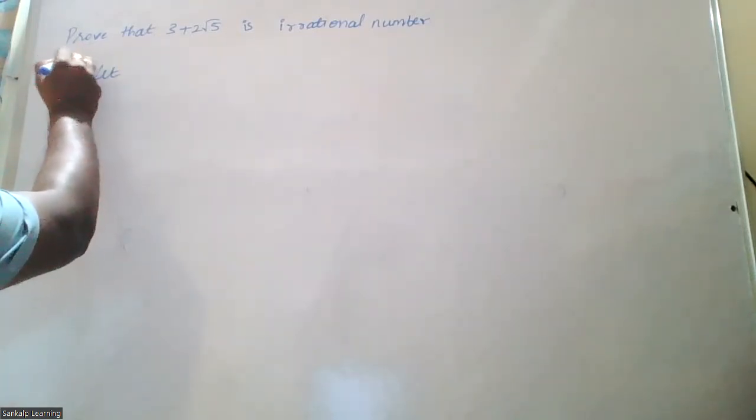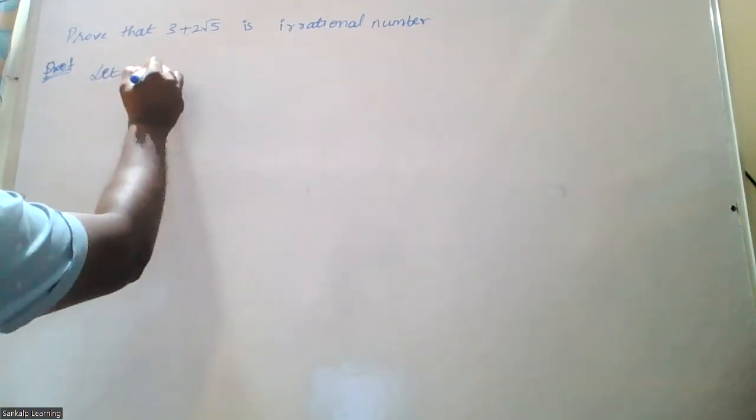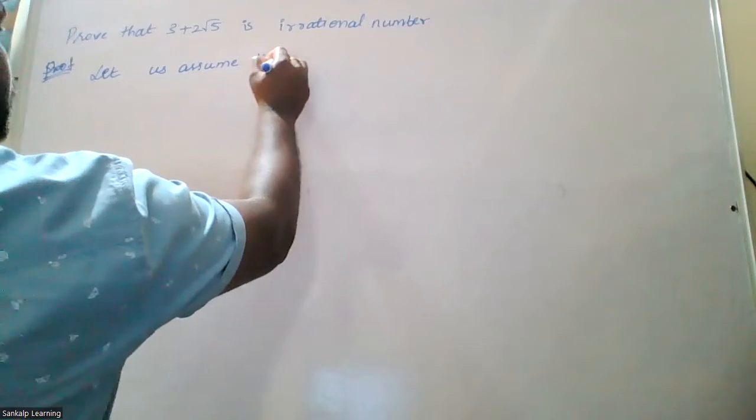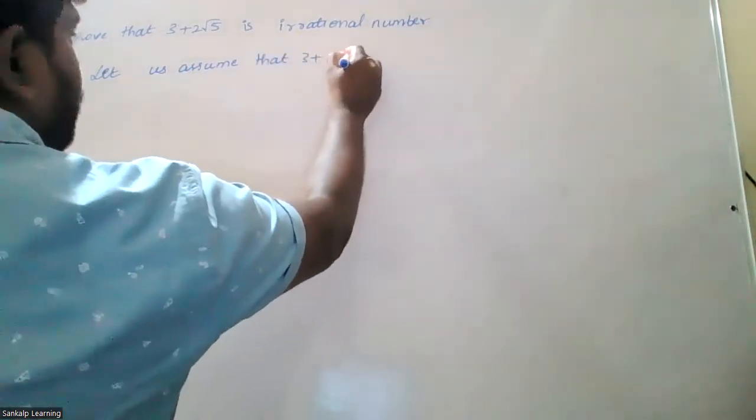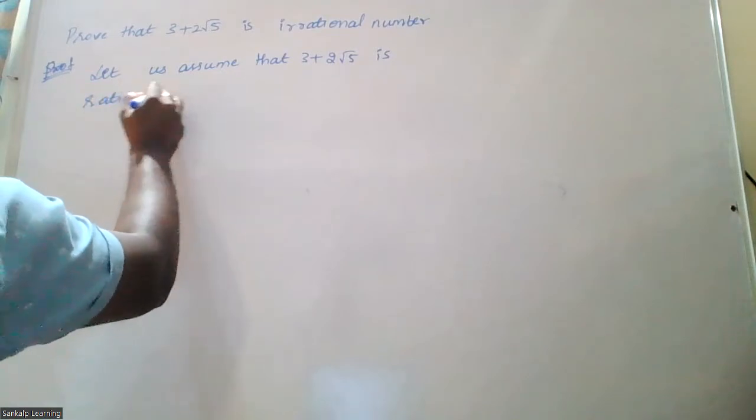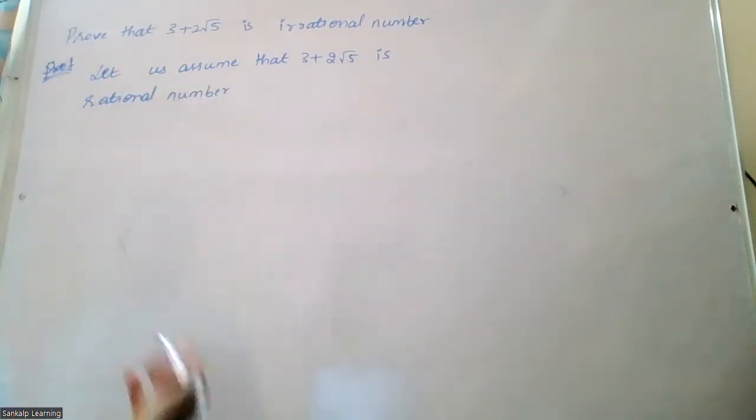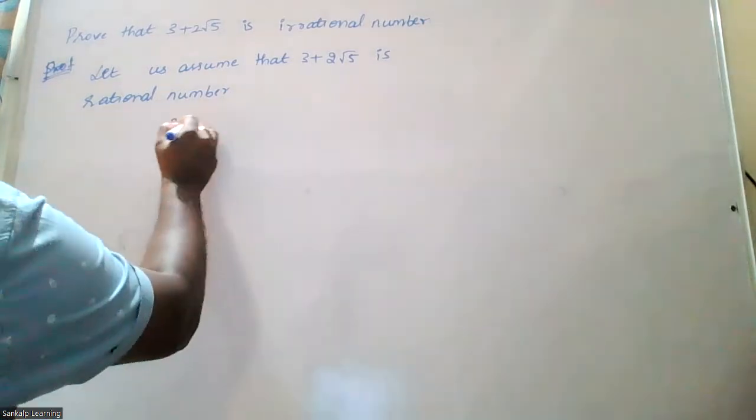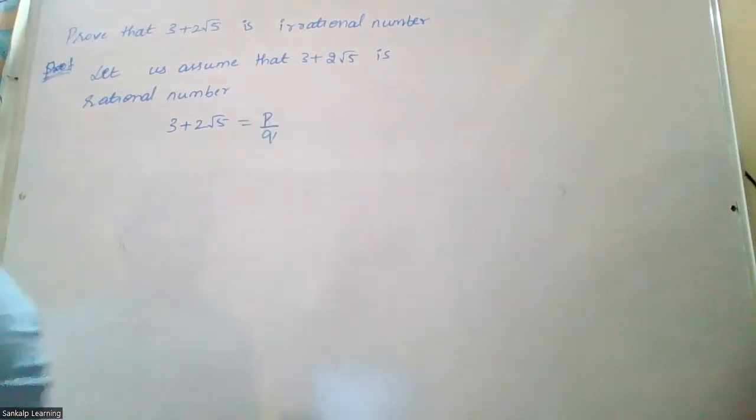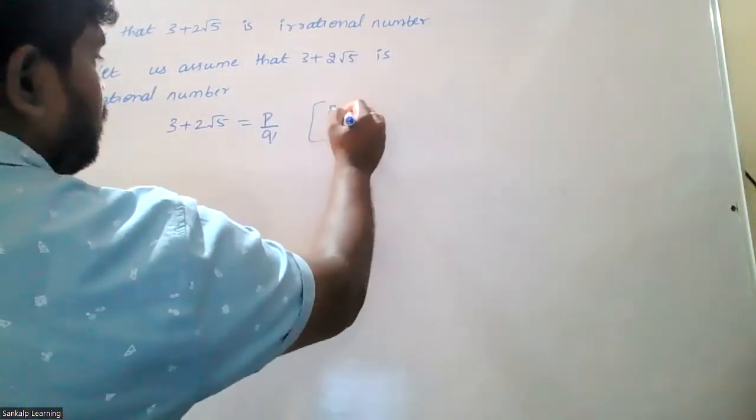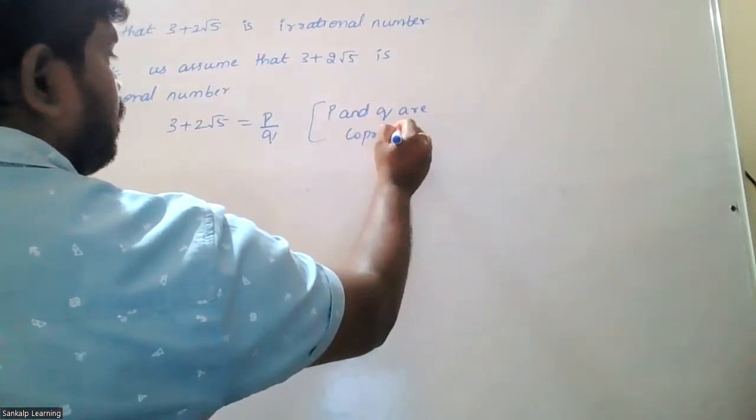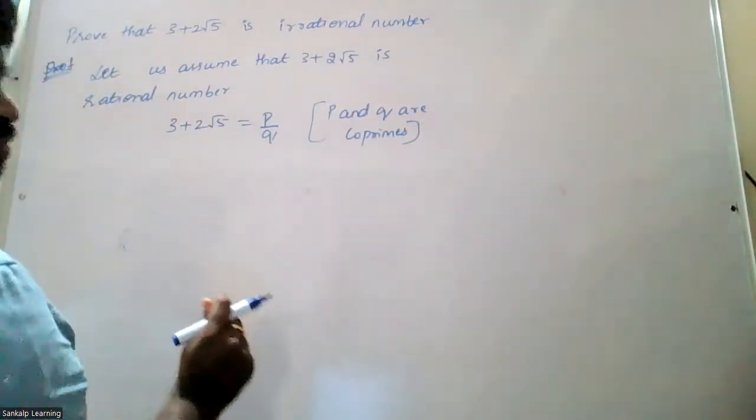Okay, let's assume. Proof. Let us assume that 3 plus 2 root 5 is a rational number. Okay, if it is a rational number, it is very obvious that 3 plus 2 root 5 can be expressed in the form of P by Q. What are P and Q? P and Q are co-primes. Very, very easy stuff.